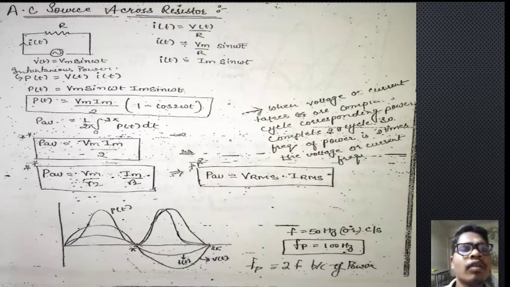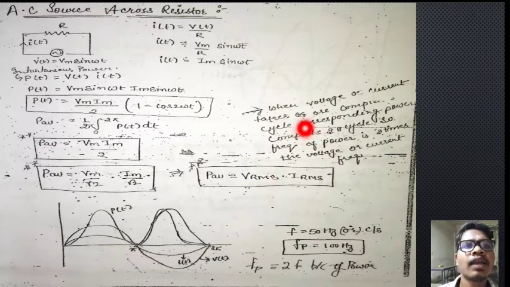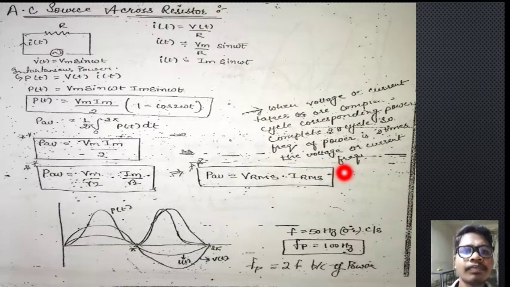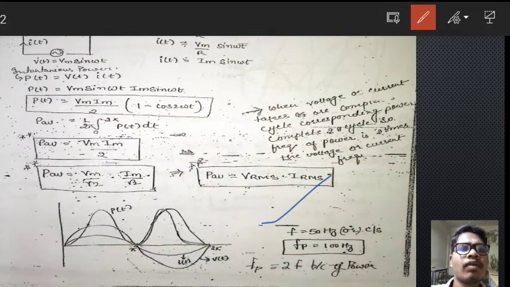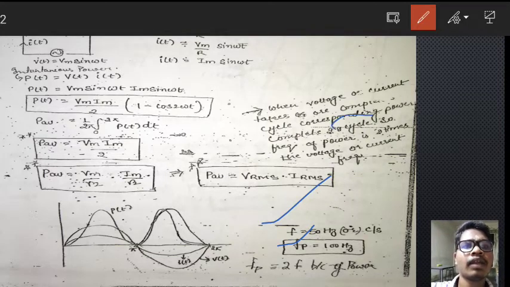See another point: when voltage or current is taken as the comparison, one cycle corresponds to power completing 2 cycles, so the frequency of power is 2 times the frequency of the voltage or current. Here the frequency is 50 Hz, and the frequency of power is 100 Hz. Here there are 2 cycles of power, that's why it is 100 Hz.